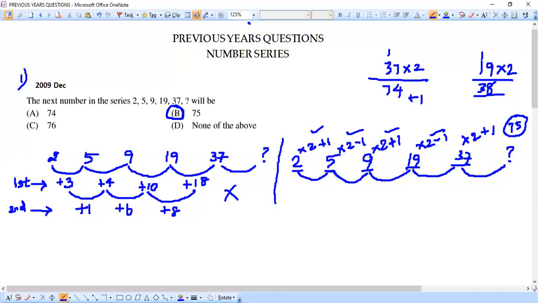So here we tried both of them, and they are not helping us, so we gave our preference to the next operation, which is multiplication. Multiplication gave us a nice pattern with which we continued and got the answer correctly. Okay, 75. I remind you, this question is from the December 2009 UGC NET Paper 1.